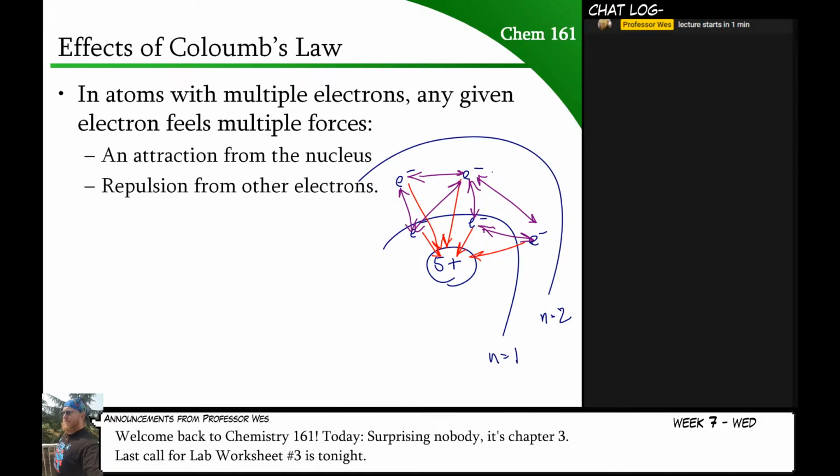Now, you can see that for the inner electrons, there's nothing pushing them away from the nucleus. In fact, if anything, there's stuff just pushing it towards the nucleus. So the inner electrons feel the full force of the nucleus. So these electrons right here, there's nothing between them and the nucleus. So they feel the full attractive force of the nucleus.